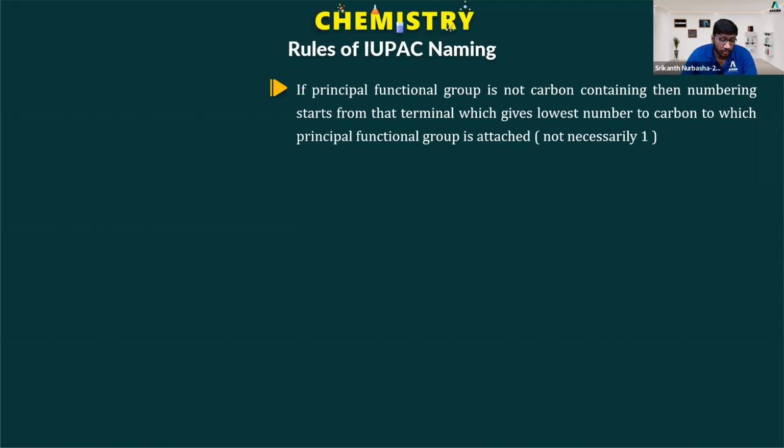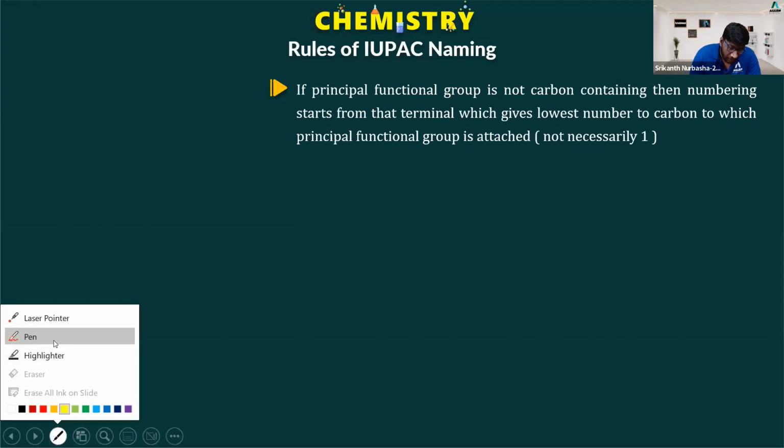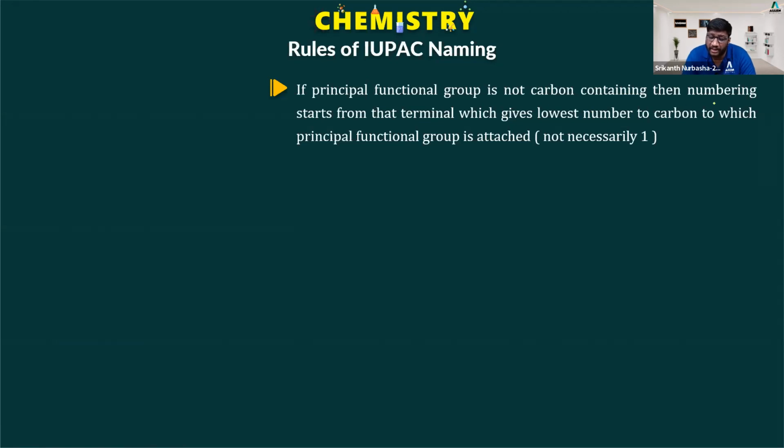If the principal functional group is not carbon containing, then numbering starts from that terminal which gives the lowest number to the carbon to which the principal functional group is attached. That is not necessarily 1. So understand this scenario: CH2=CH-CH2-CHOH-CH3.